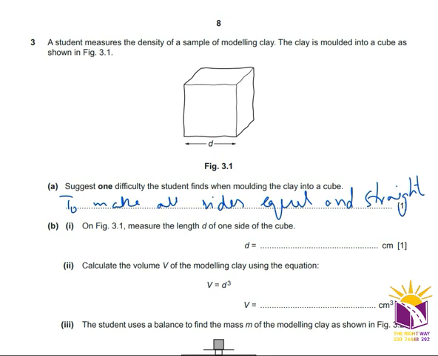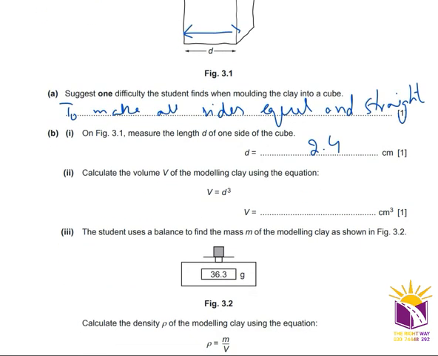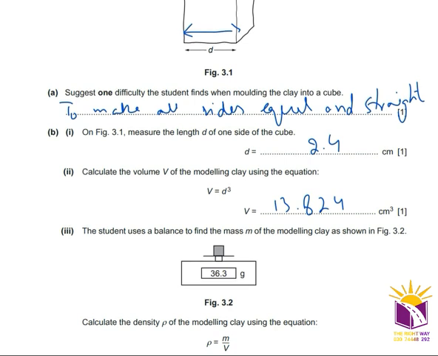On figure 3.1, measure the length D of one side of the cube. You have to measure this using your scale, and it will be equal to 2.4 centimeter. Now calculate the volume V of the modeling clay using the equation. So we are going to take 2.4 cubed, and 2.4 cubed will be equal to 13.824. So it will be the volume of the clay.